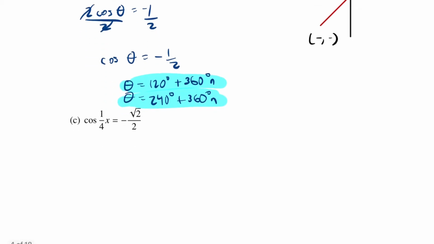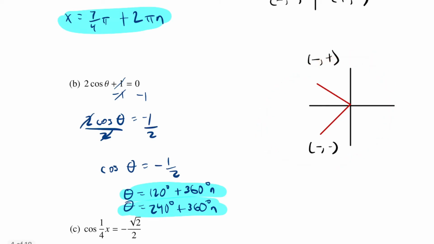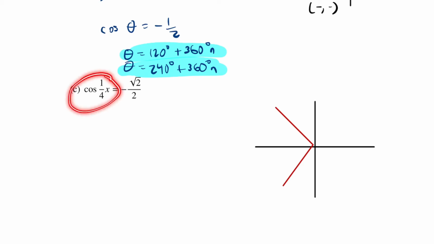All right, for the next problem, we have another cosine problem. This time the value is negative radical 2 over 2. So it's going to be the same two quadrants, because cosine is negative in these two quadrants. I will just draw that quickly. We have two answers, one in this quadrant and one in this quadrant again. Cosine is already isolated. The difference is that the angle has a coefficient of 1/4. Let's see what that does to our solution set.